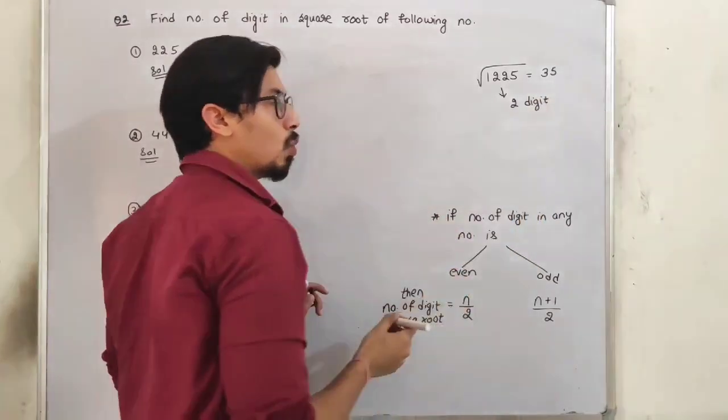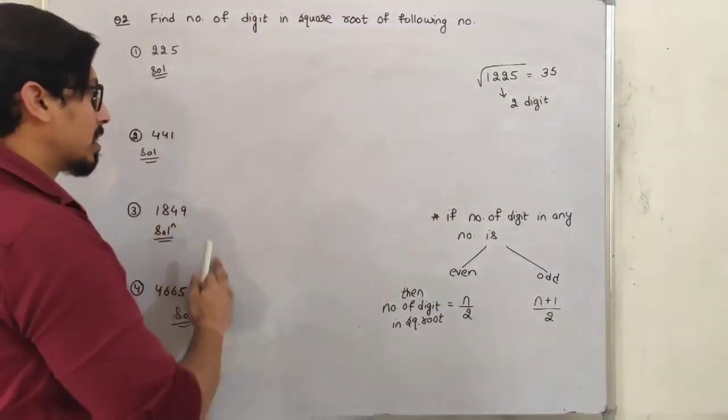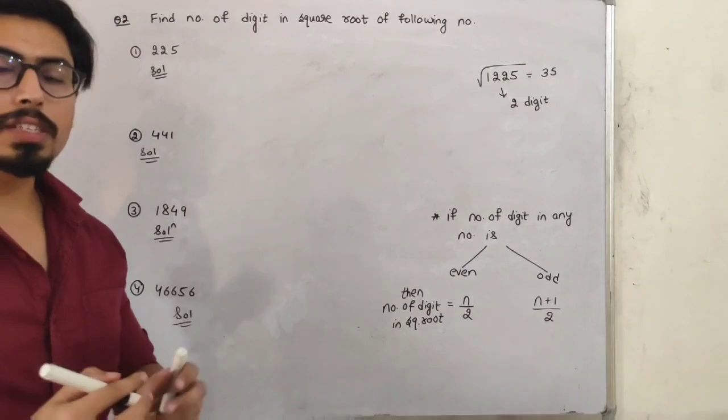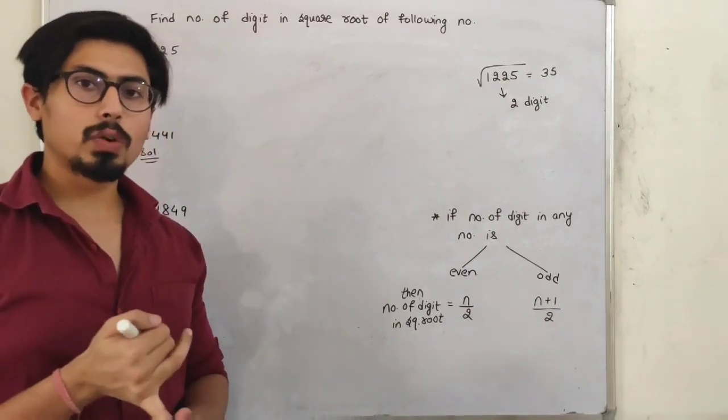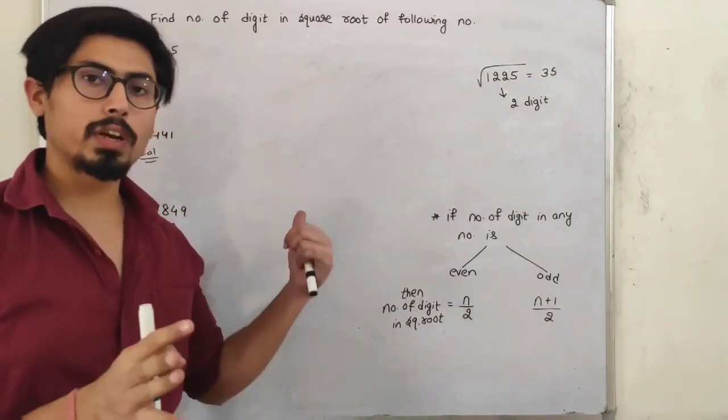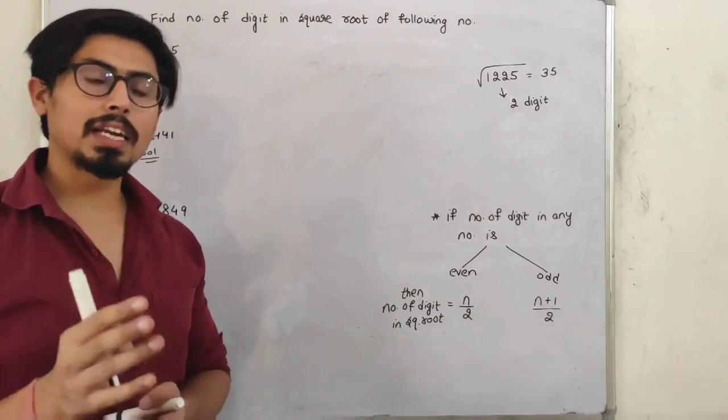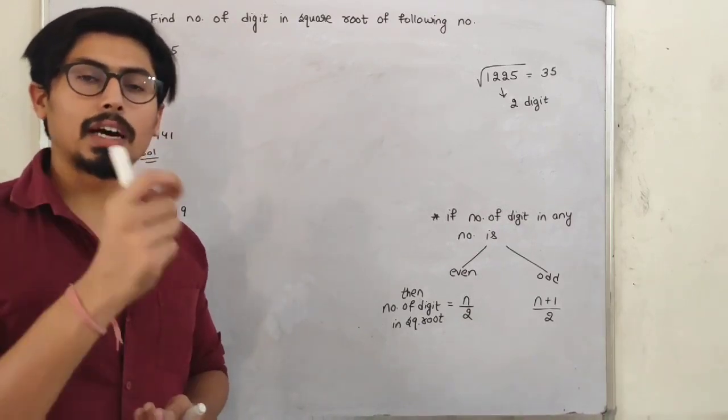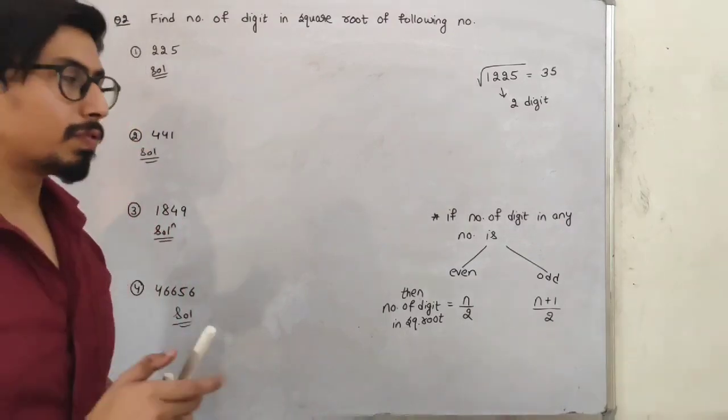So, in this question, we have to do similar things, just without calculating the square root. We don't have to calculate its square root, but we have to just tell how many digits will be there in the square root. So, for this, we have a formula.